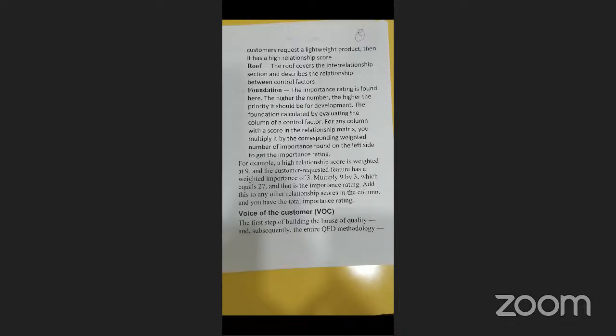Production operation management. What are the factors affecting plant location? For plant location, there are so many models.